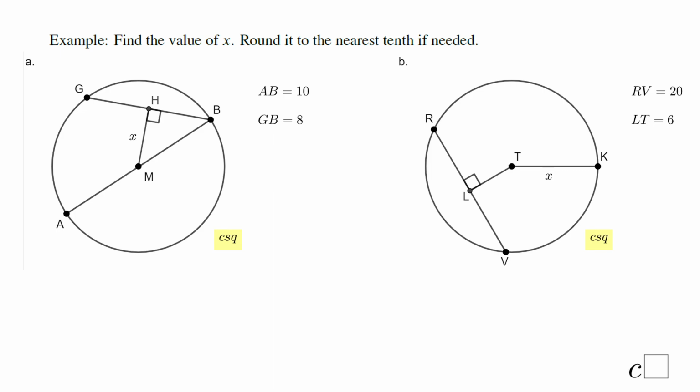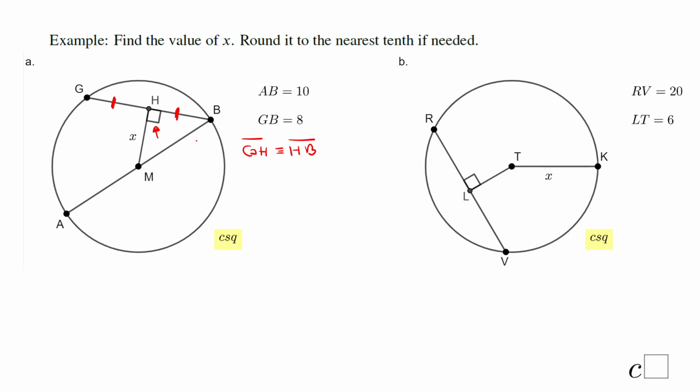And we notice here we have AB equals 10. This is the diameter of circle M. GB, this chord, is 8. We need to find this x. Now another thing that is very important to notice in the picture is this MH is perpendicular to chord GH. That means these two are congruent. GH is congruent with HB based on the previous theorem we discussed.